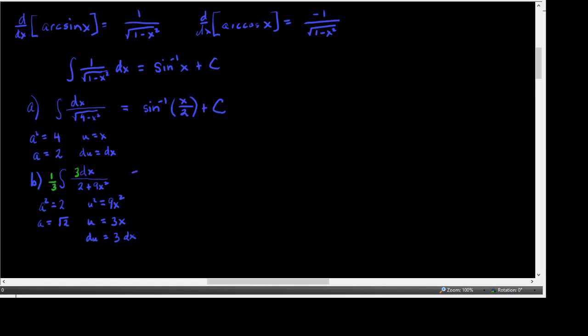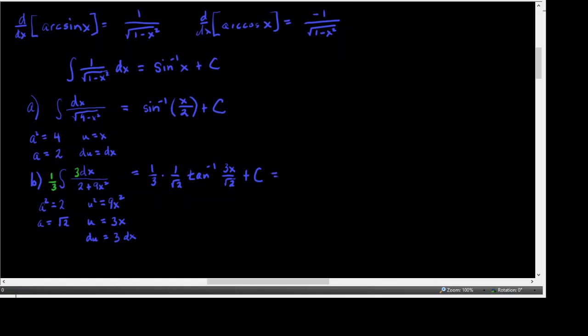So this is 1/3 times our integral of the form of the number 2 in that theorem. So that one is the 1/3 that we had to introduce times 1 over a, so 1 over square root of 2, times arctangent or tangent inverse of u over a, so that's 3x over the square root of 2 plus c.